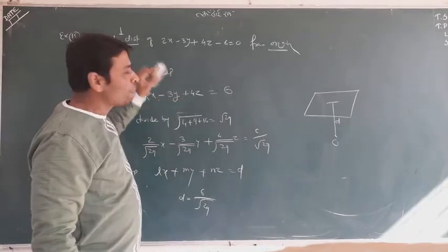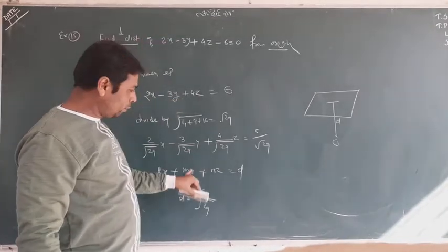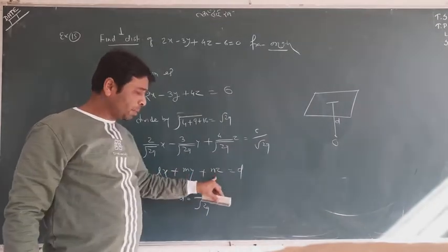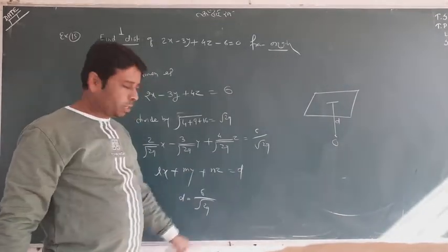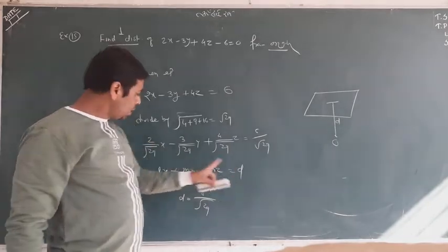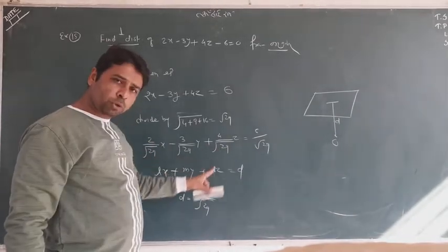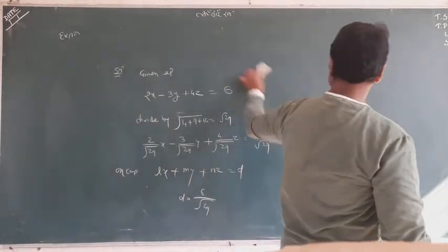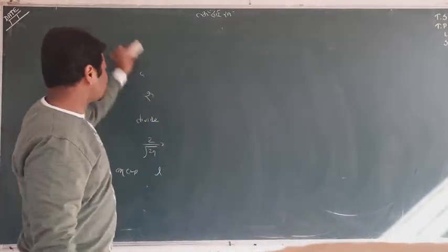So remember that it was in general form. Now you have converted it to normal form. Compare with Lx plus My plus Nz equal to D and get your answer. This is your perpendicular distance, and if you are supposed to ask LMN also, you can get it from here. So remember that. Okay, now let me wrap this up. Don't forget concepts, please.